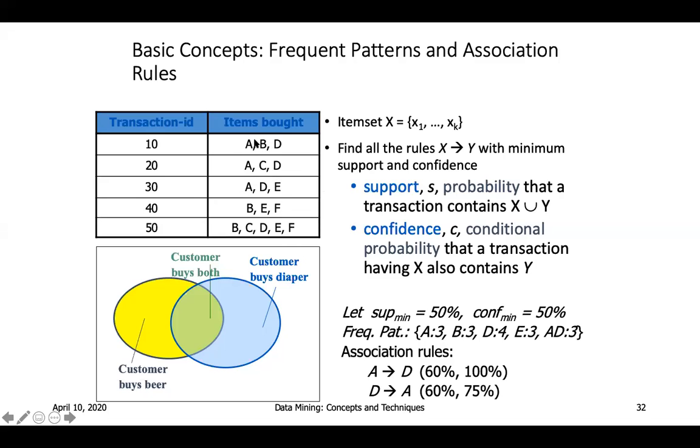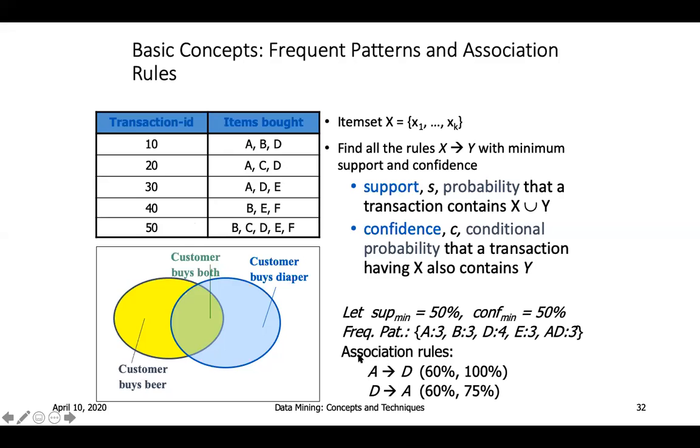In how many transactions is D occurring? 4. In how many transactions is E occurring? 3 exactly. And the number of transactions containing F is 2. Okay. And now the combination AD we are checking. If A is there, D is also there. You can find a total of 3 transactions. Hope you got it. Fine.